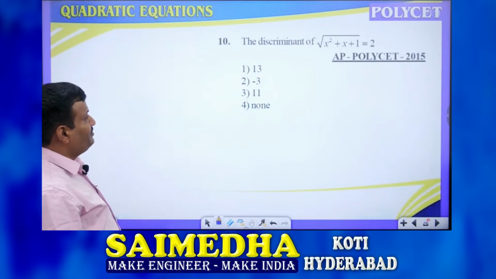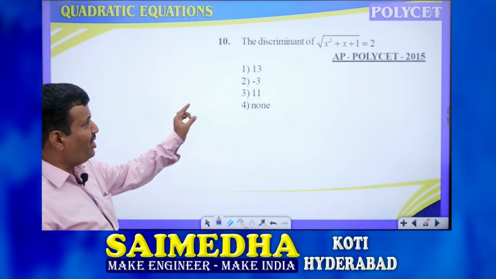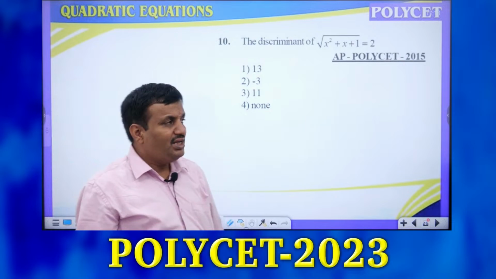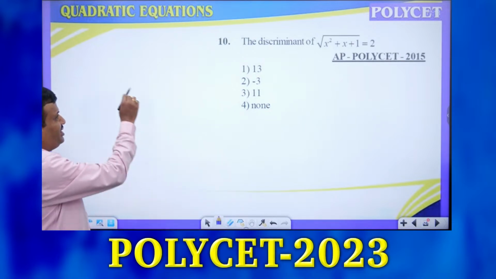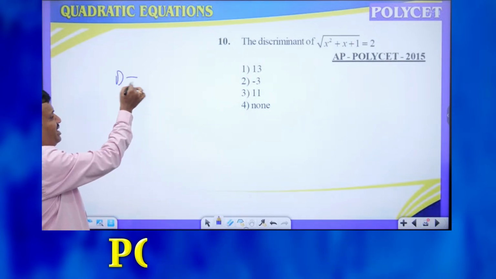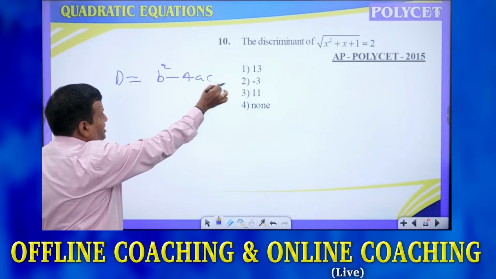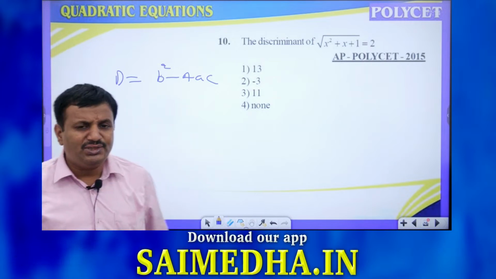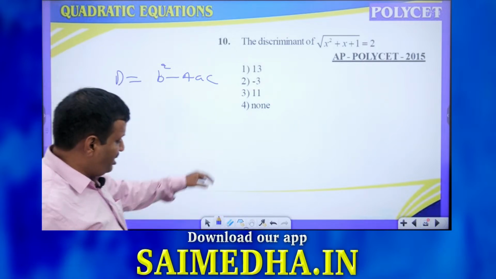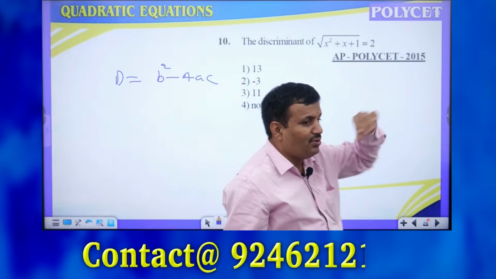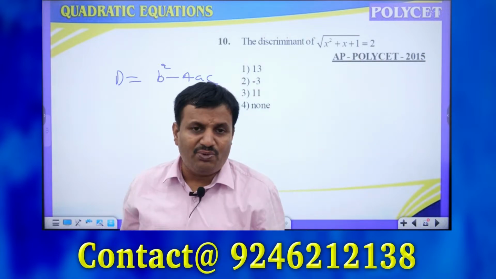Coming to next. The discriminant of square root of x square plus x plus 1 is equal to 2. What is the discriminant? All of you know the discriminant formula, D is equal to b square minus 4ac. But this is not a quadratic yet. Some conversion is required here.